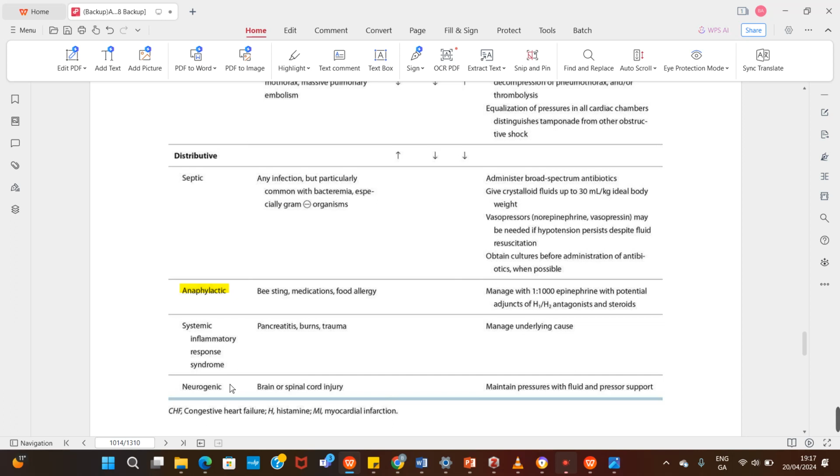But here, there's bradycardia. So once you say bradycardia, cardiac output drop, vasodilation, hypotension, think about neurogenic shock. Think about neurogenic shock. Always think about neurogenic shock. Please think about neurogenic shock. Okay.